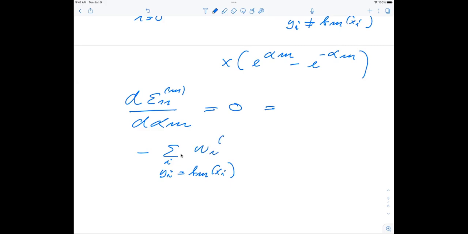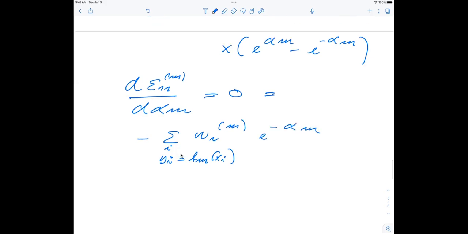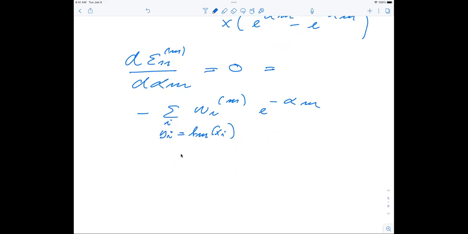I have w, the weight of m, and then I have e to the minus alpha m. So I just get a minus because I take the derivative of e to the minus alpha m. I hope you don't get offended if I spell out all the details here. I have the sum over i of y of i different from b m x of i. And then I have w i for iteration m multiplied with e to the alpha m, and we want that to be 0.